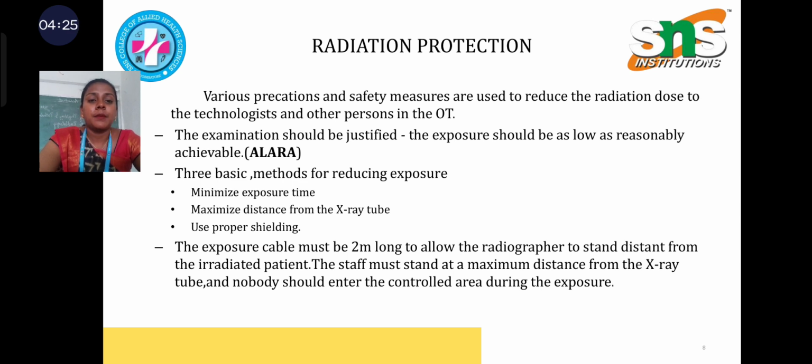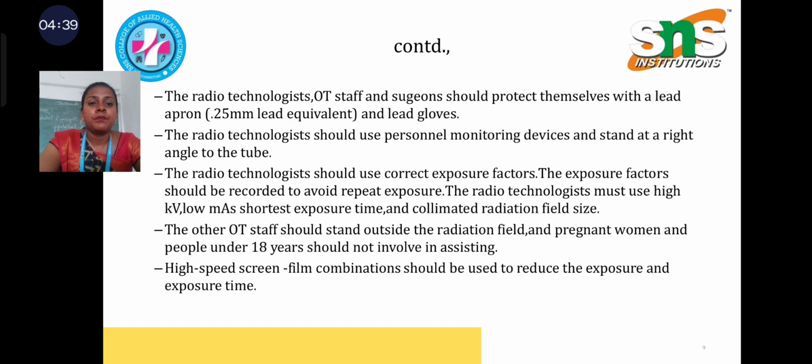The exposure cable must be 2 meters long to allow the radiographer to stand distant from the irradiated patient. The staff must stand at the maximum distance from the X-ray tube, and nobody should enter the controlled area during the procedure. The radiotechnologist, OT staff, and surgeon should protect themselves with a lead apron of 0.25 mm lead equivalent thickness, and lead gloves. The radiotechnologist should use personal monitoring devices and stand at a right angle to the tube.